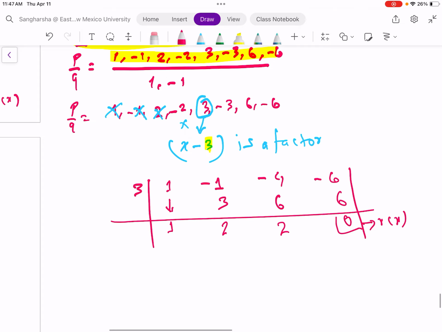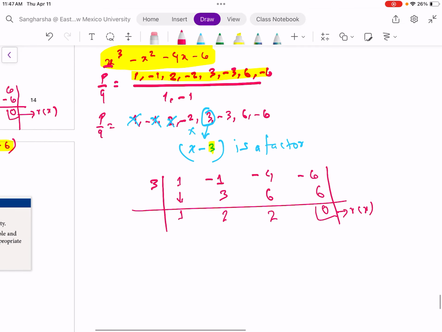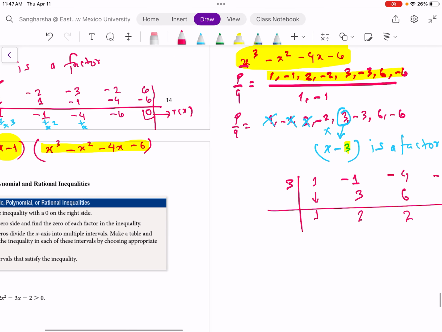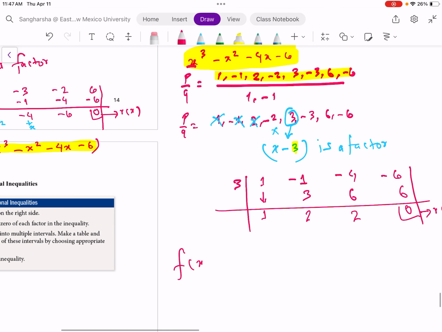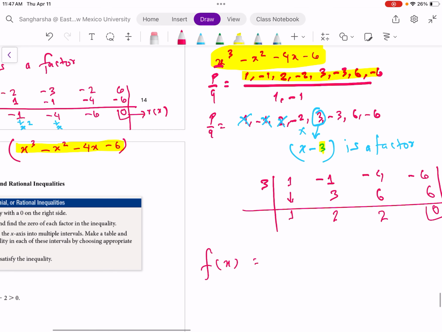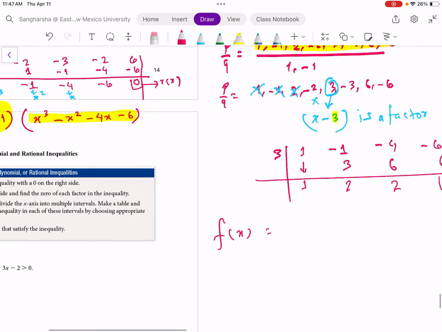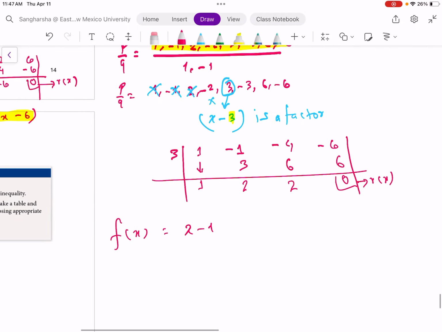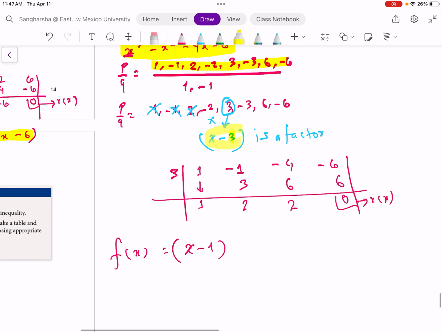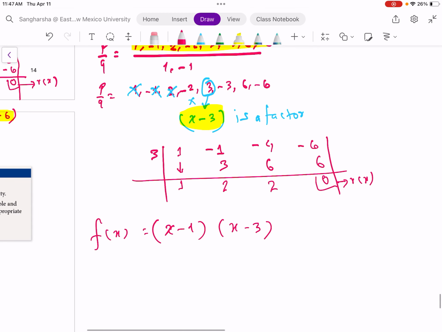Now our function f of x is, we already know our first factor is x minus 1. We're going to write this one, first factor x minus 1. Our second factor is, which one is the second factor? x minus 3, right? So x minus 3. And the remaining, or third factor, is from here. This is the quotient.